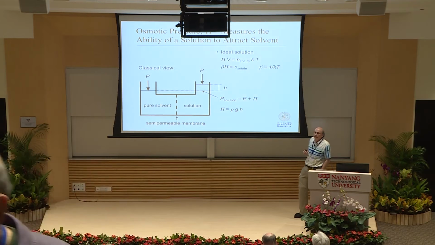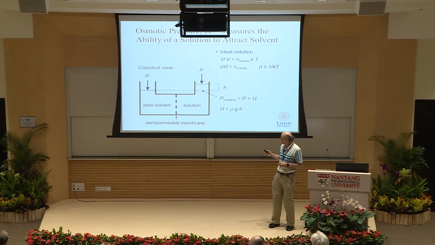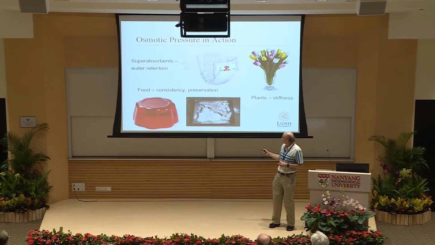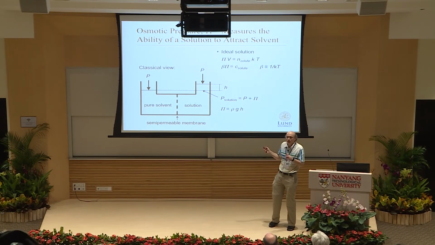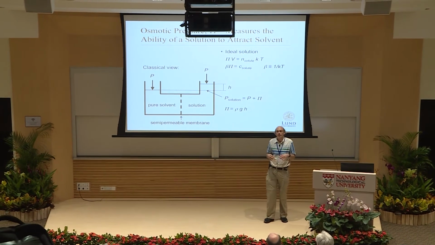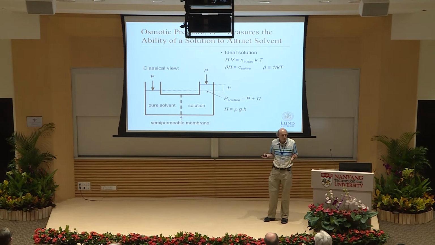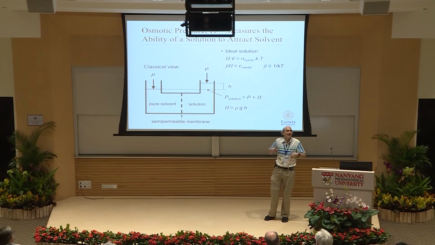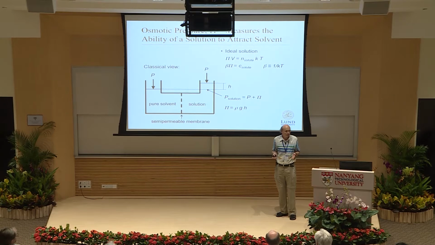So osmotic pressure. In a classical picture, we have a solution in contact with a pure solvent, separated by a semi-permeable membrane. Because the chemical potential is lower for the solvent in the solution, for instance by mixing entropy, there's a tendency for the solvent to enter the solution and dilute it even further. To counteract that, you have to have a higher pressure over the solution than over the pure solvent. And the difference at equilibrium, that is osmotic pressure.